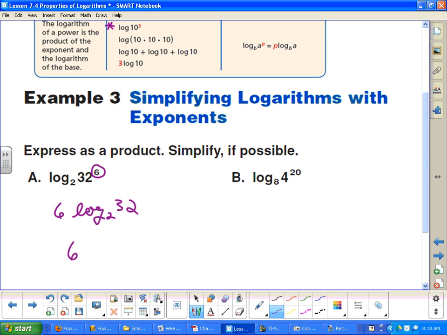So what's the log base 2 of 32? Why is it 5? 2 to the 5th power is 32. So this would be 6 times 5, which is 30. So here's our product, 6 times the log base 2 of 32. And when I simplify that, I get 30.